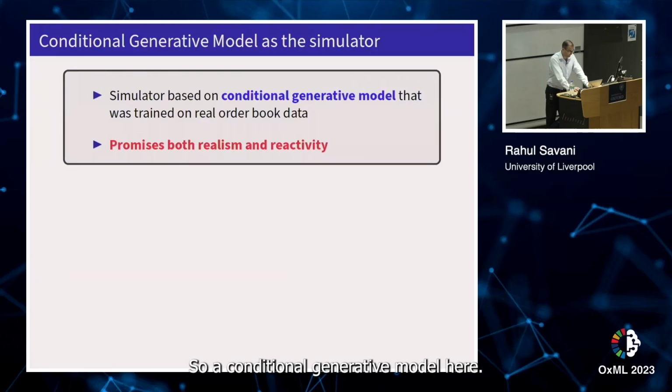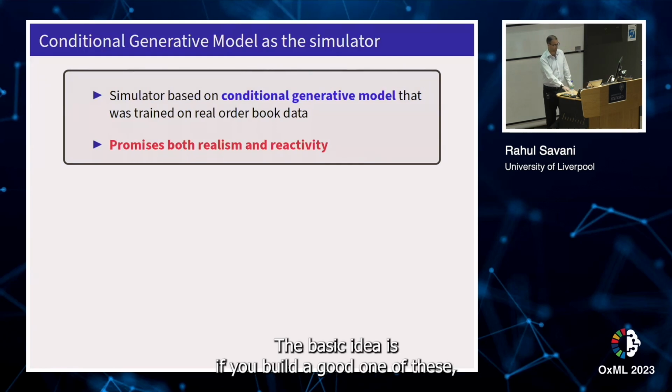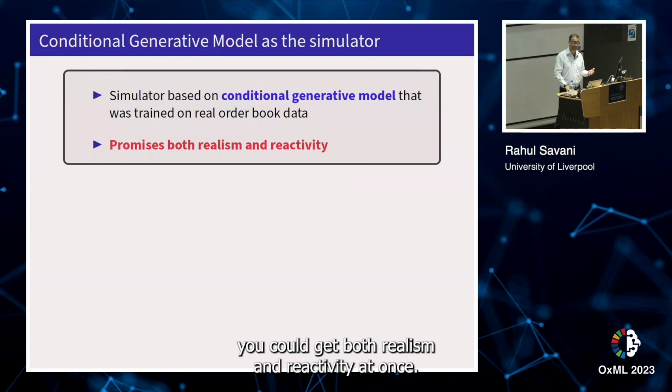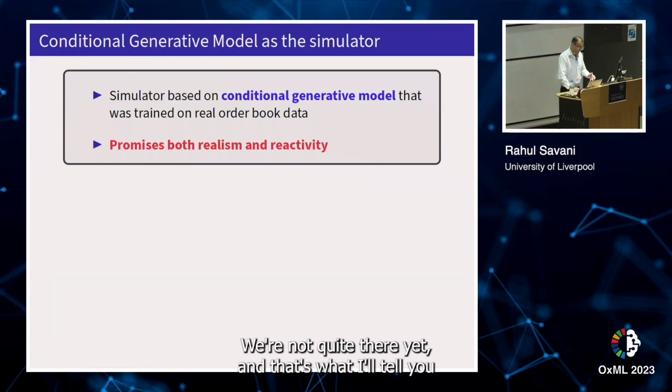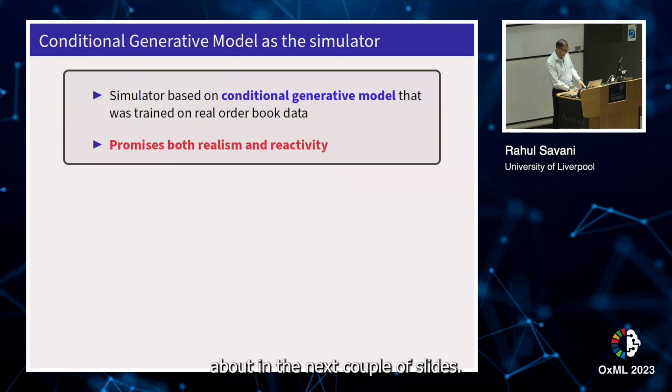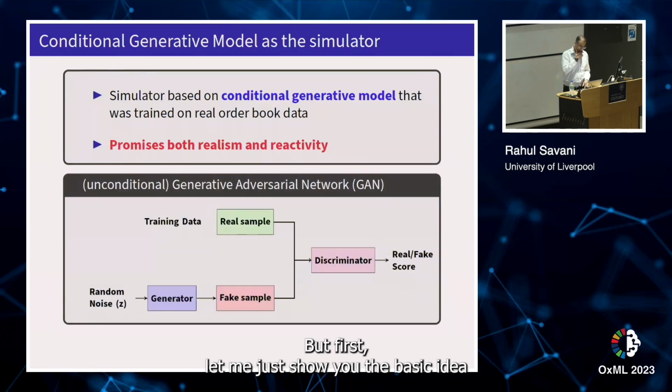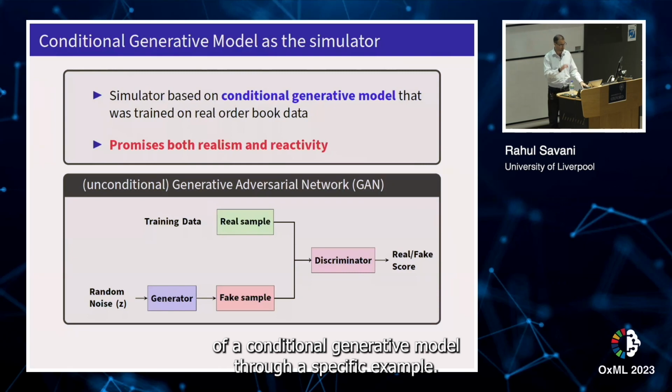So a conditional generative model, here the basic idea is if you built a good one of these, you could get both realism and reactivity at once. You could basically get everything that the market replay would give you and more. We're not quite there yet, and that's what I'll tell you about in the next couple of slides. But first, let me just show you the basic idea of a conditional generative model through a specific example.